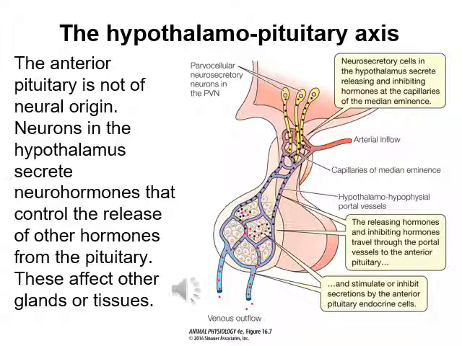In an earlier slide, I showed you GnRH, which is gonadotropin releasing hormone. This is a releasing hormone released from the neurons in the hypothalamus, which flows down to the anterior pituitary, causing it to release its gonadotropins, which I'll talk about in a minute.